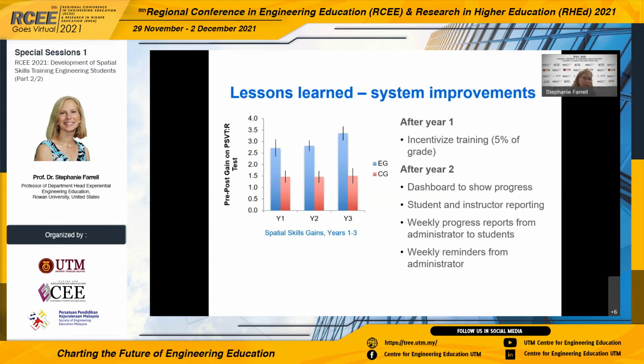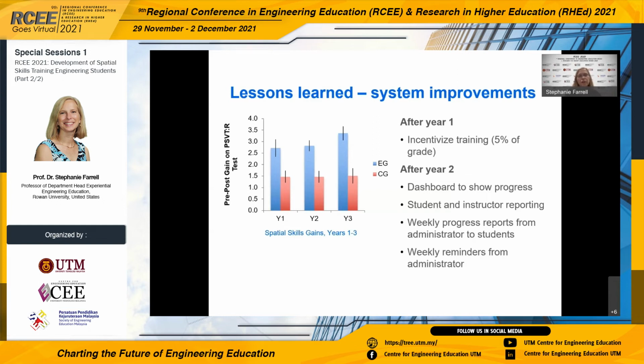So as we repeated the training over a course of 3 years, we made some changes to the system and the way we implemented the training. So after year 1, we incentivized the training. We did it in class, and the first year it was just a pilot thing, but then we saw good results. So we made it part of the class, and we made it part of the grade. So it represents 5% of the grade in the first year class. We saw slightly better results in year 2, but not significantly better. So we really can't draw any conclusions about making that change.